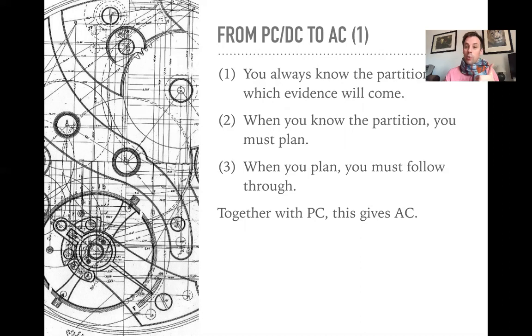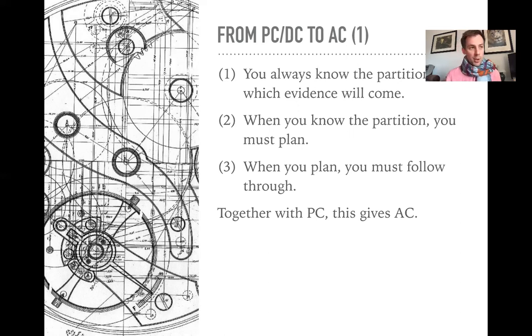So the first one is, you always know the partition from which the evidence will come. Okay, so that's the thing that I said was kind of controversial. David Lewis thinks that is in fact always the case. Other people don't think so. When you know the partition, you must plan. Okay, so when you know what the possibilities are that spread out before you, you'd better make a plan about what you're going to do in response to each of them. Some people will think that's rational, some people not. I think Fraassen doesn't think that's irrationally required. Other people will think it is rationally required. Sort of think that that's sort of how we should go about our lives.